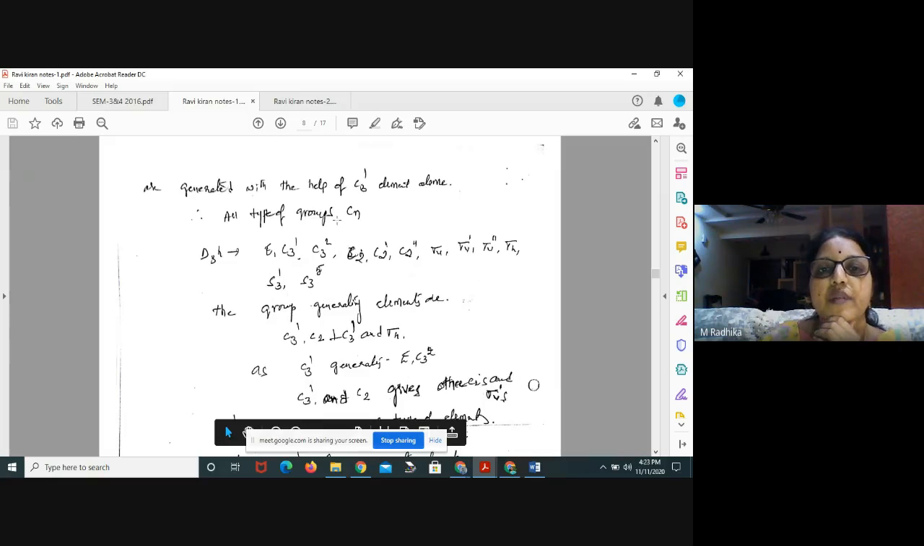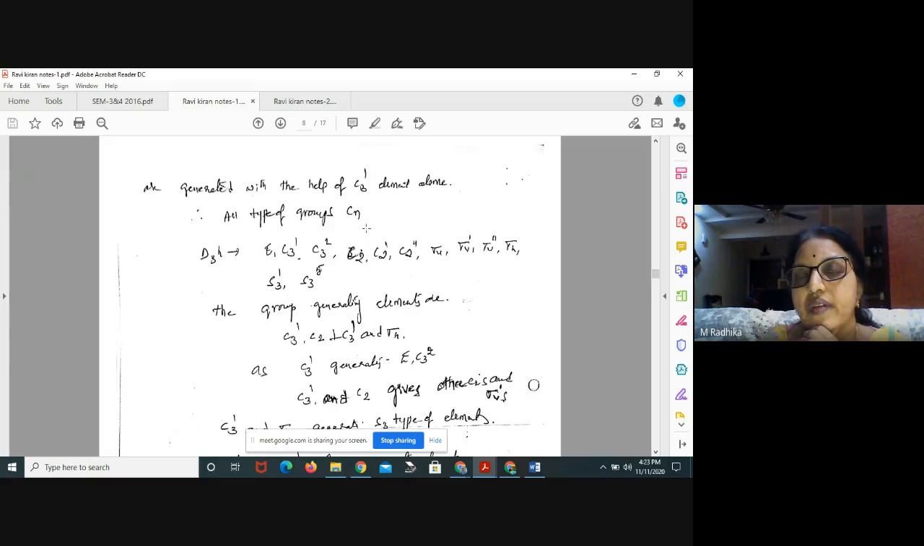So this is going to apply for all types of Cn groups. If it is C4, again I will have the C4 point group, and C4^1 is the important group generator. Like that, you can apply that formula to all the Cn point groups.